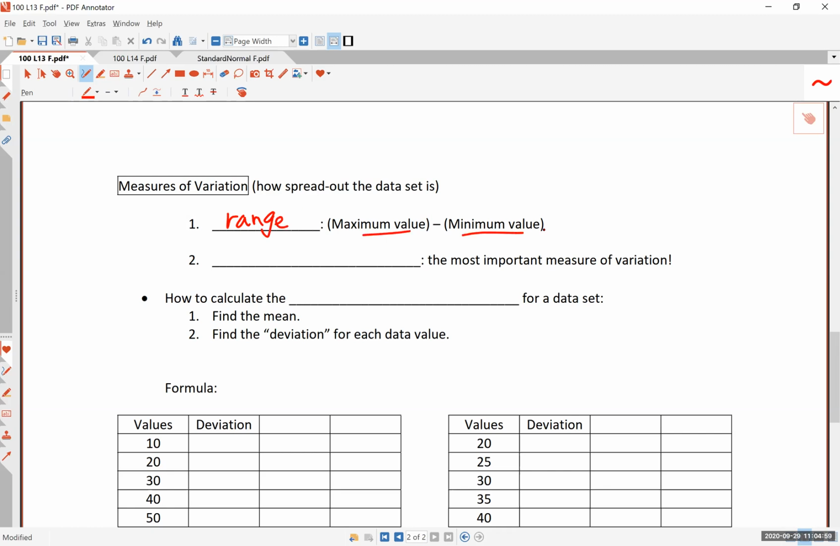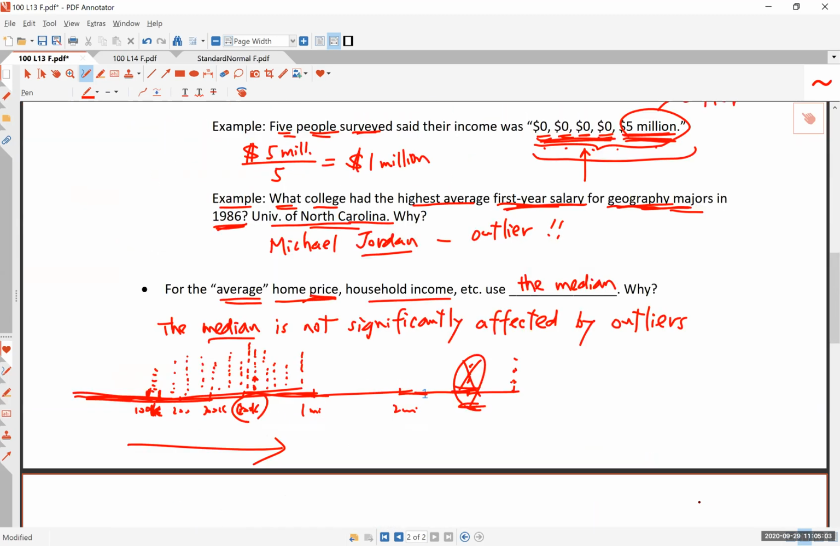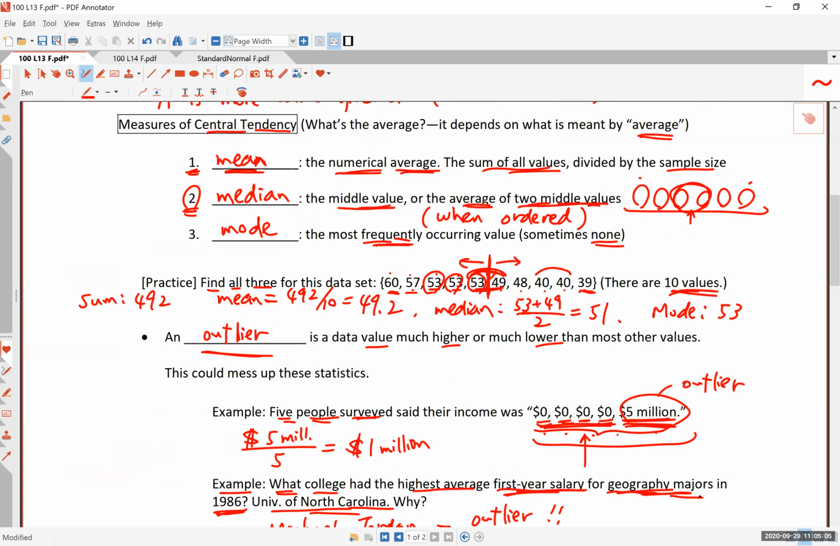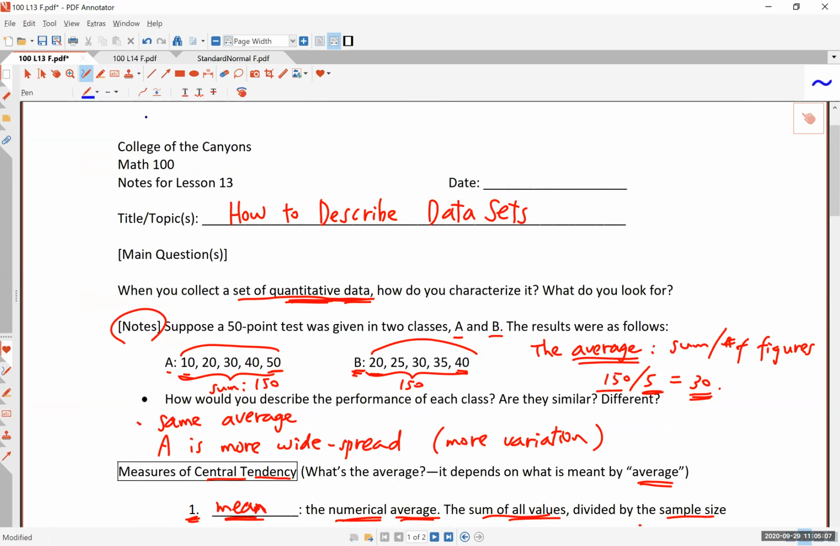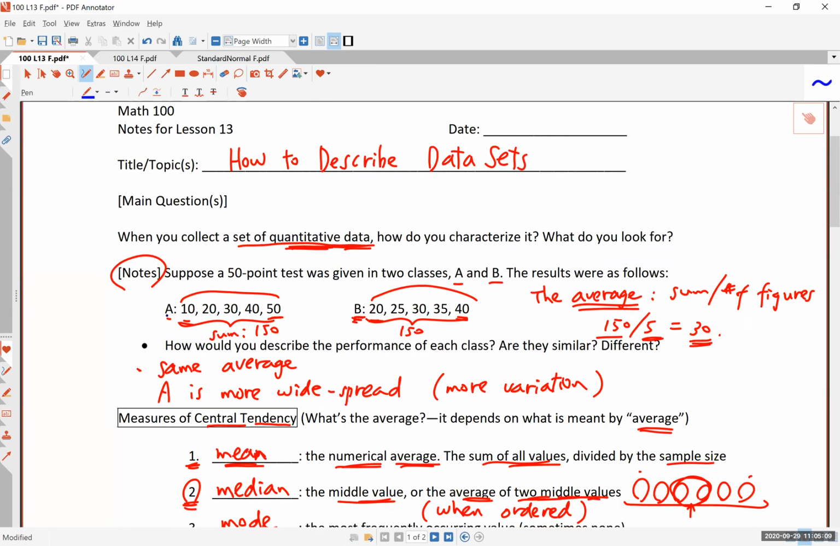Okay, what does it tell you? Well, it tells you how spread out the data set is. Let's go back to the first example we did. Back here, section A had the lowest number of 10 and highest of 50, right? So the range in this case is 50 minus 10, which is 40. You could basically say that the test scores ranged from 10 to 50, which is the range of 40.